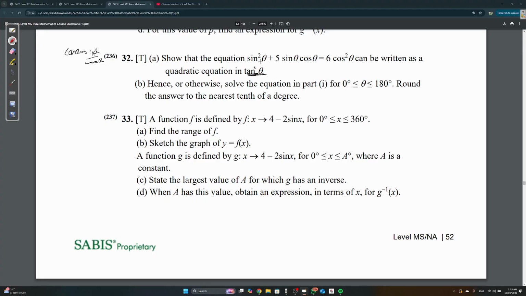So to get tan squared, I need sine squared over cosine squared. Do I have sine here? I have cosine here. Can't I just divide? Yeah. So let's divide both sides by cosine squared theta. Okay. What do you get?